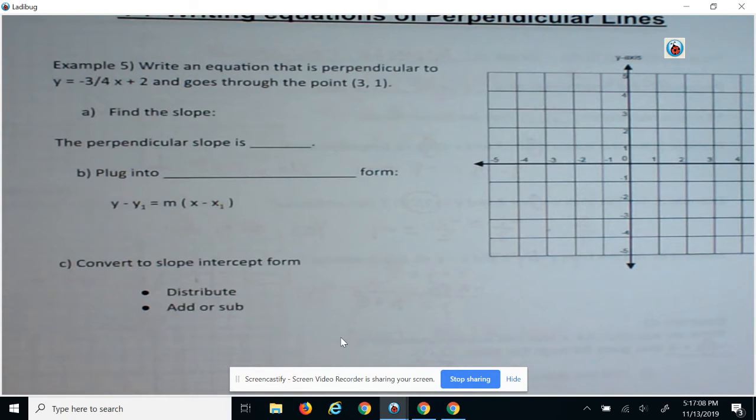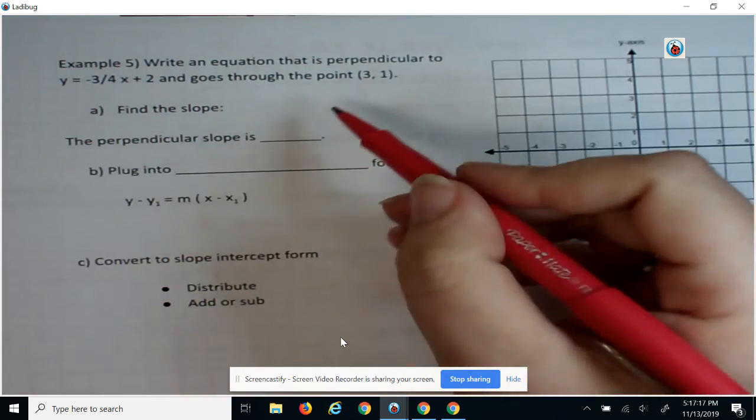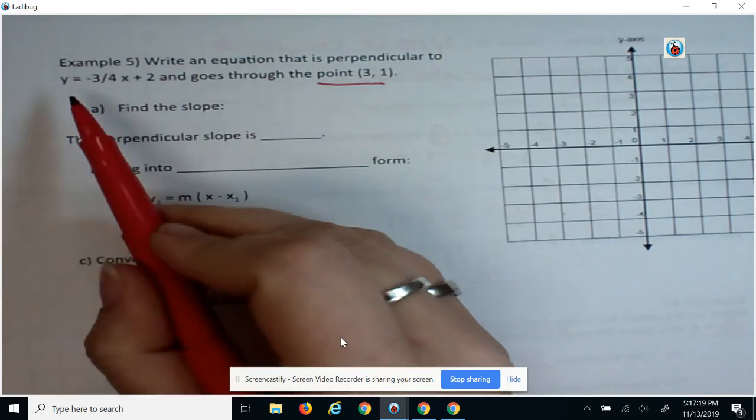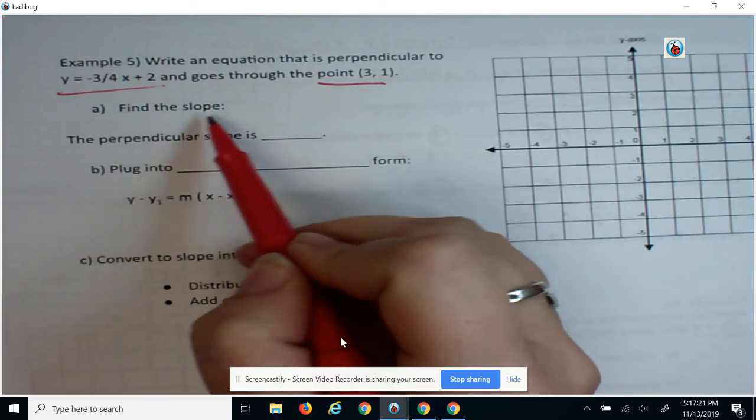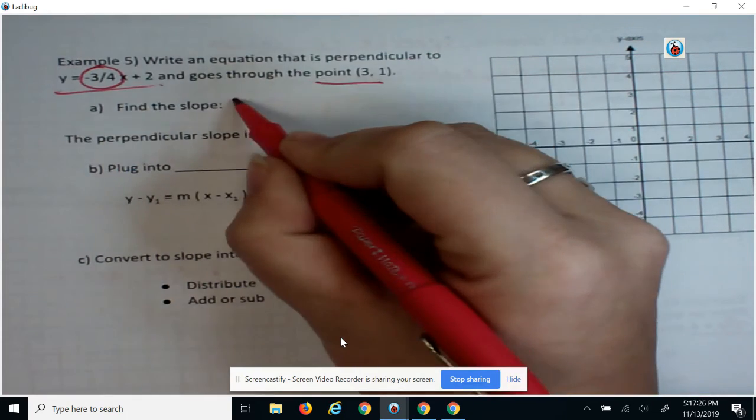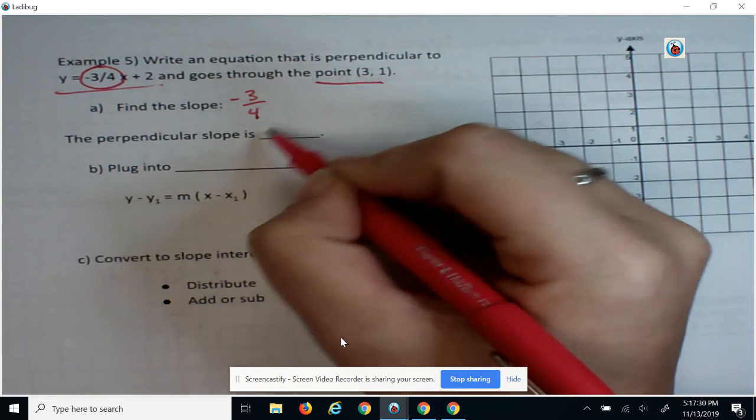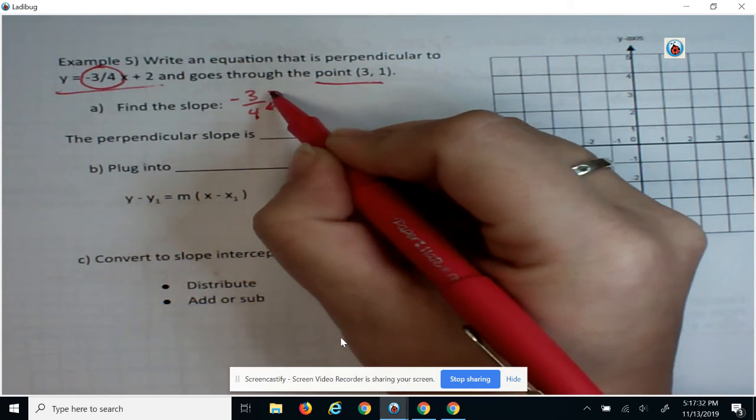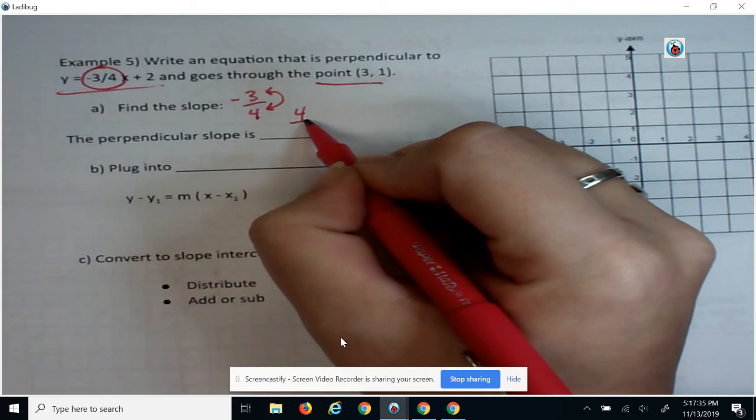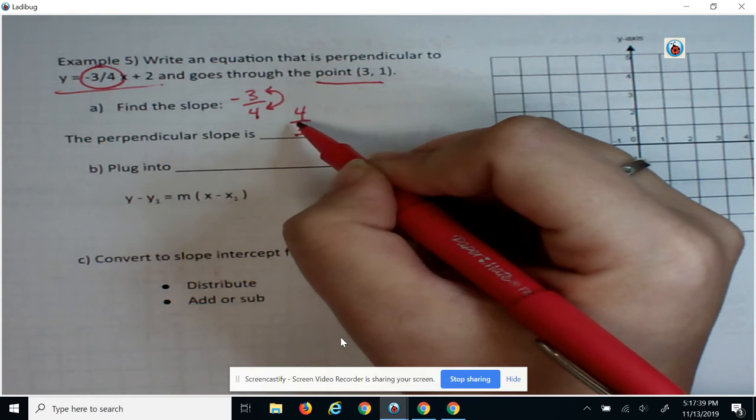Okay, example 5, we're going to write an equation that's perpendicular to negative 3/4 x plus 2 and goes through the point 3, 1. So we have our point, we have our line. Find the slope of the line. So our slope is negative 3/4. To find the perpendicular slope, I want to flip that. So I have 4/3. Now this was negative, so my perpendicular slope stays positive.